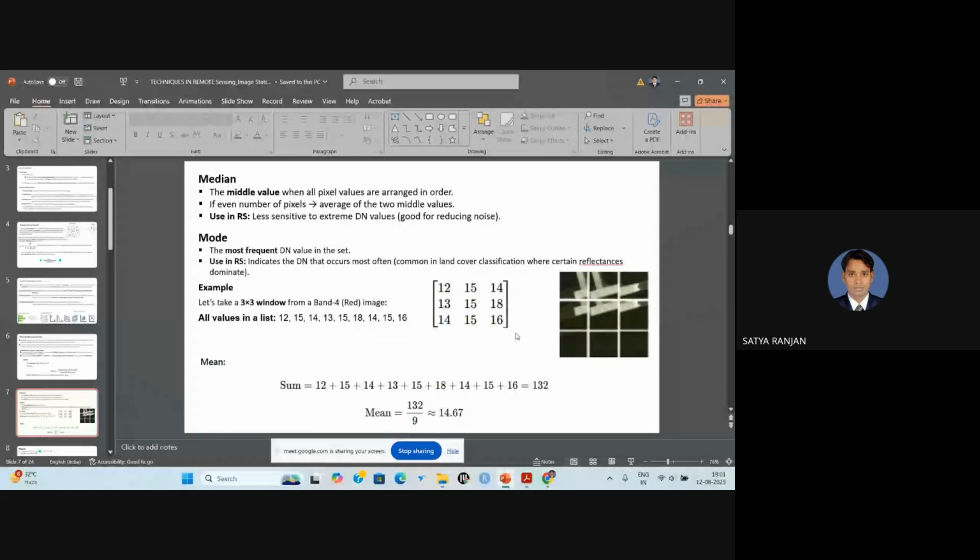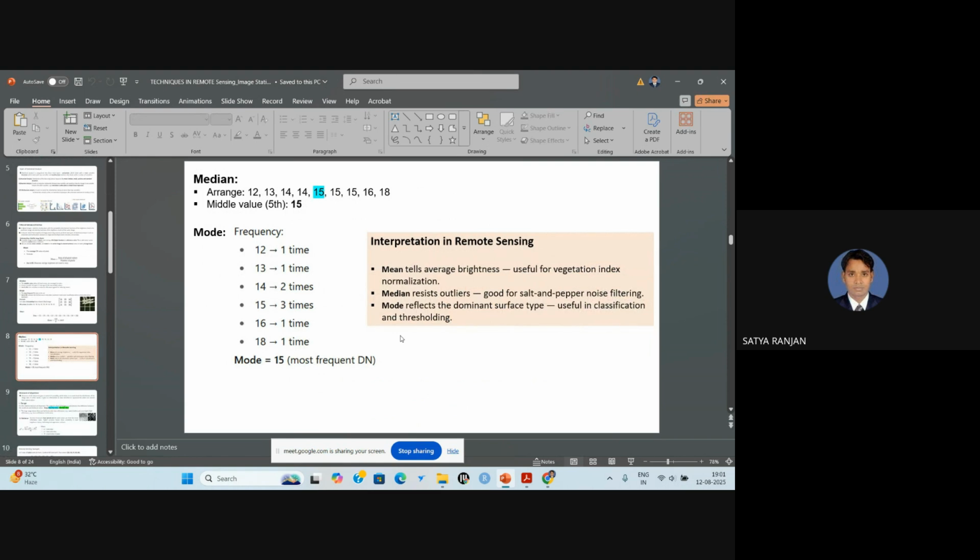So for example, we just take a 3 by 3 window. We sum all of this, and then we calculate the mean, so the mean pixel value is 14.6. So these are the main calculations. And for the maximum, the highest value is 18. Like this, we calculate the mean, median, mode. For the median, the values are arranged in increasing order from 12 to 18, so 15 is the median value.